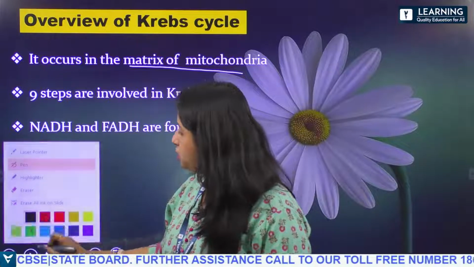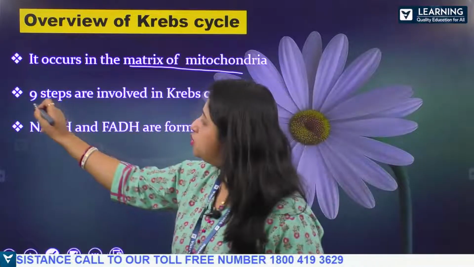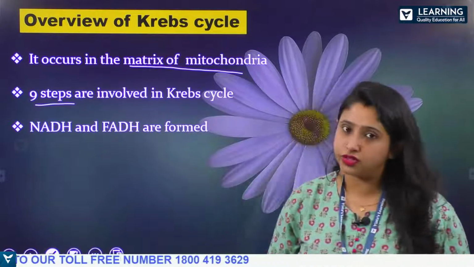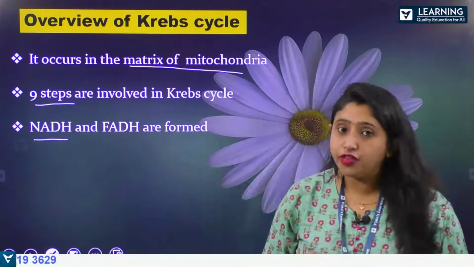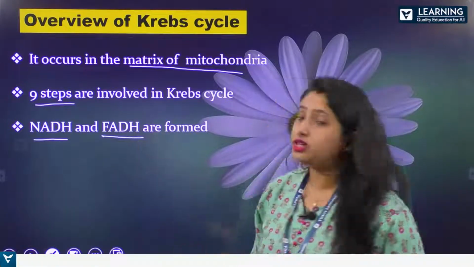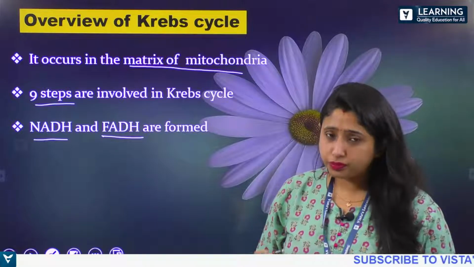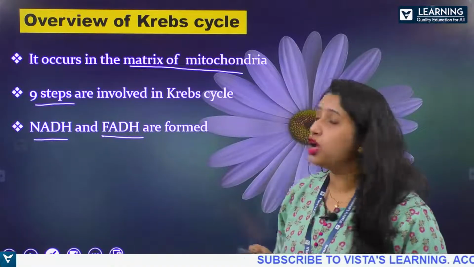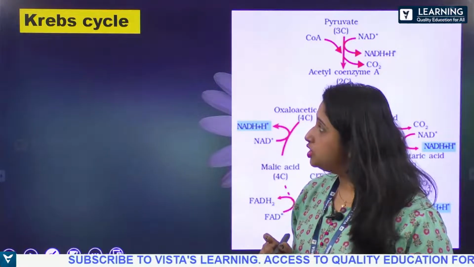Next, as you have seen, how many steps are there? There are 9 steps, a total of 9 steps involved in this process. And what is being formed? NADH and FADH. Okay, what are the products? NADH and FADH. These molecules are formed during the Krebs cycle, when oxidation takes place.